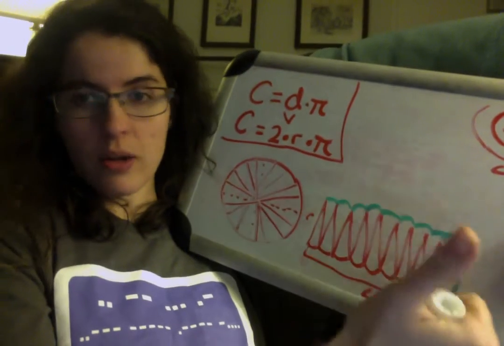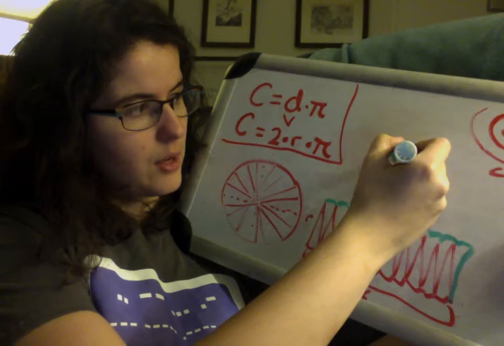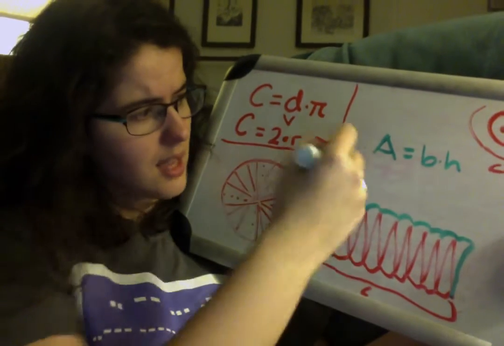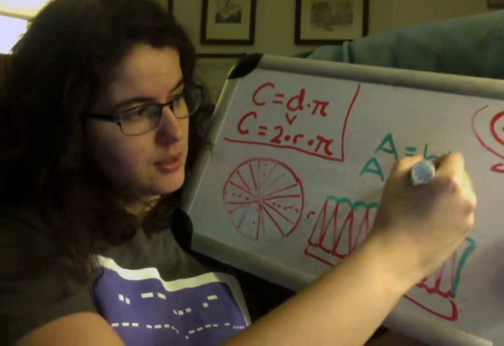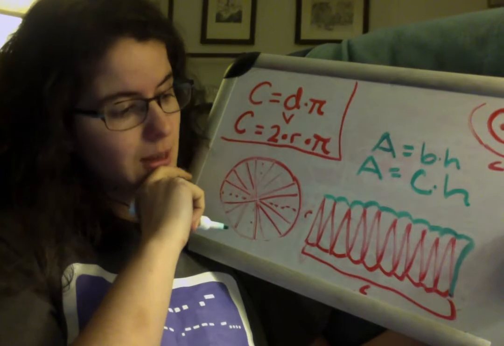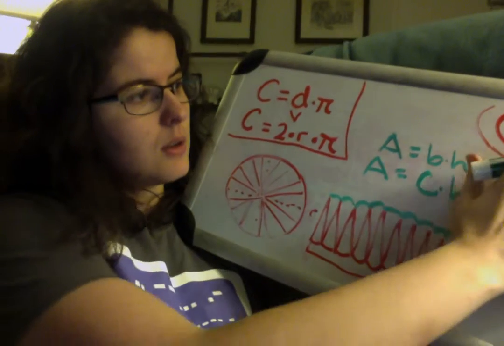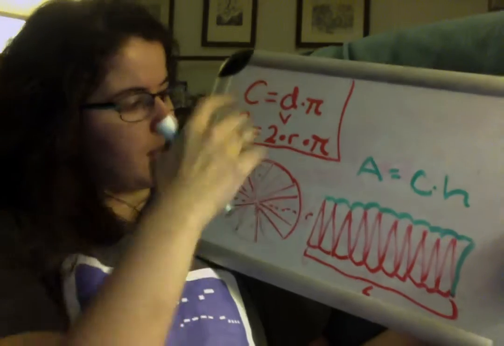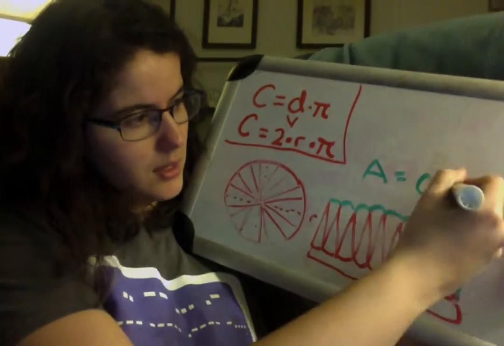No matter what, whether it's a parallelogram or a rectangle, you can find the area of that figure by doing the base times the height. In this case, the base is the circumference of the circle, and the height is the radius. So we have the area as the circumference times the height. Well, this is where this comes back into play, because it's the circumference times the radius.